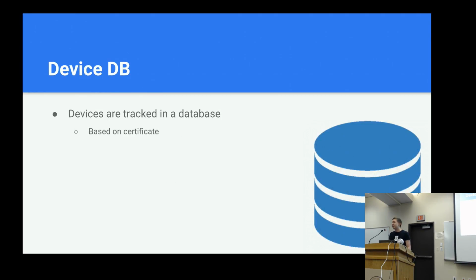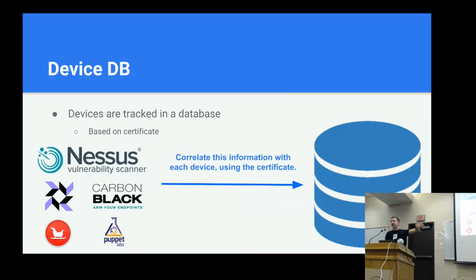So let's talk about the device database for a second. This is the second core component to how BeyondCorp works. Basically, we have a device database that just tracks all of that stuff we just said. So all the devices, we just associate with a database, and we're like, this device has this certificate, right? And then what we do, really cool, good idea, is we take all of our security information and we associate it with the device. This makes sense, right?